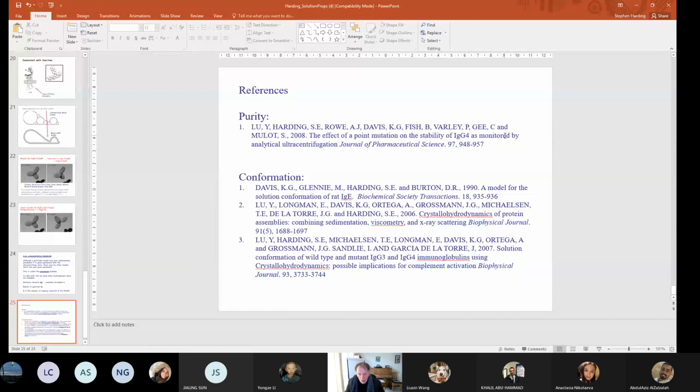This is one on the purity. This is in the Journal of Pharmaceutical Science, and I think I put that on the Moodle for you to access. There's the IgE one. We're modeling the IgE conformation. That was published, goodness me, 30 years ago in Biochemical Society Transactions. And the basis of the crystal hydrodynamics strategy for working out conformations in solution is outlined in these publications here.